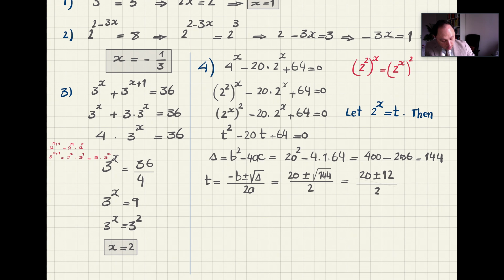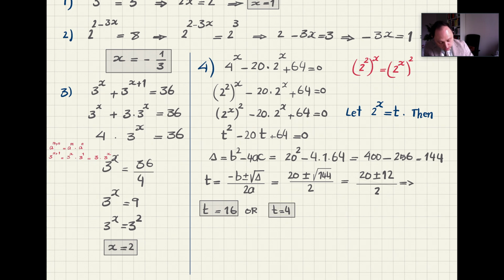Okay, so then what happens for t? There are 2 answers. So t is either equal to (20 plus 12) divided by 2, which is 16, or t is equal to (20 minus 12), which is 8, divided by 2, which is 4. So these are the values for t, not yet x, okay? But I want to find x values, then it becomes clear.